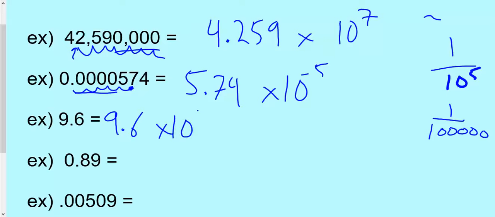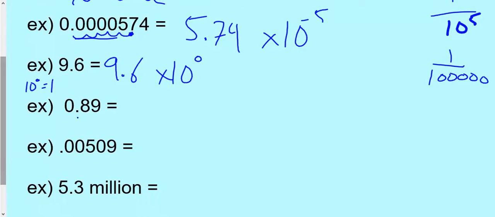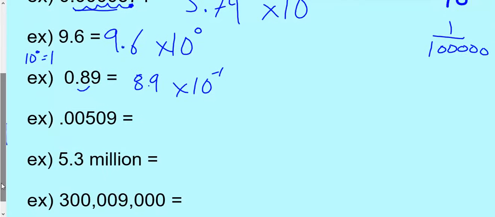Here you're not moving the decimal at all, so you're actually just taking 9.6 and you're multiplying it by 1. So 10 to the 0 is equal to 1. You'd never actually see that though. Here you're just moving it back one spot, so 8.9 times 10 to the -1. Again, if you divide 8.9 by 10, you're going to get 0.89. 5.09.